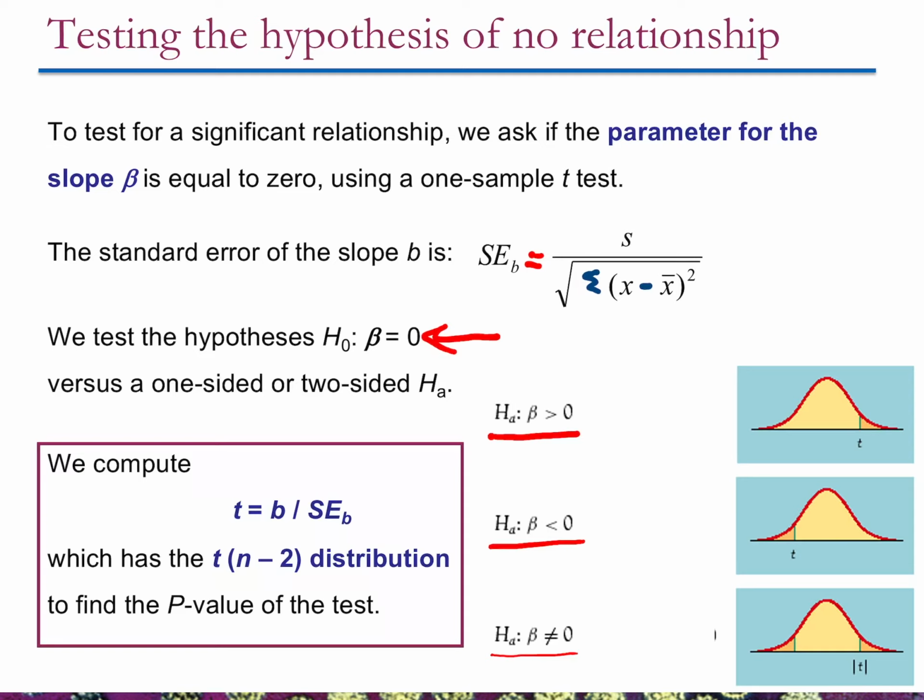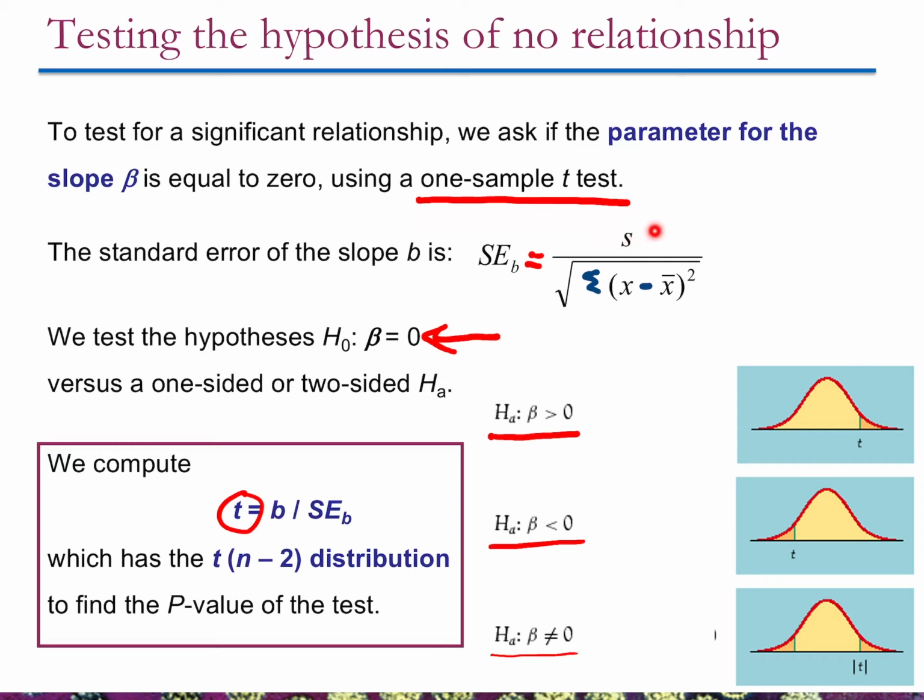But to do that, we have to calculate a value of t, right? And that's what we're going to use to find our p-value on table C. So testing for a significant slope is really a one-sample t-test that we've done. What we have to do, though, is quantify the amount of spread in our scatter of data points. And the way we do that is through the standard error of the slope.